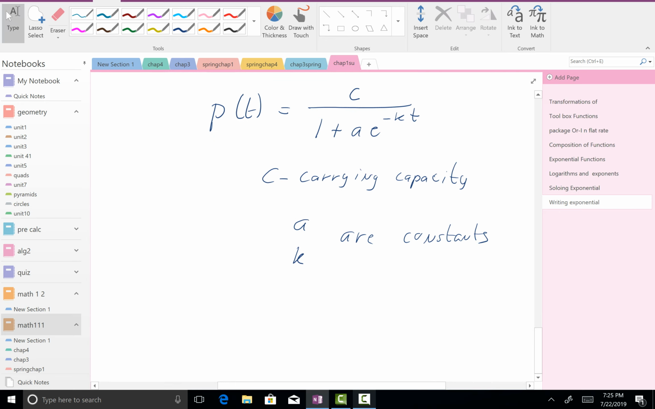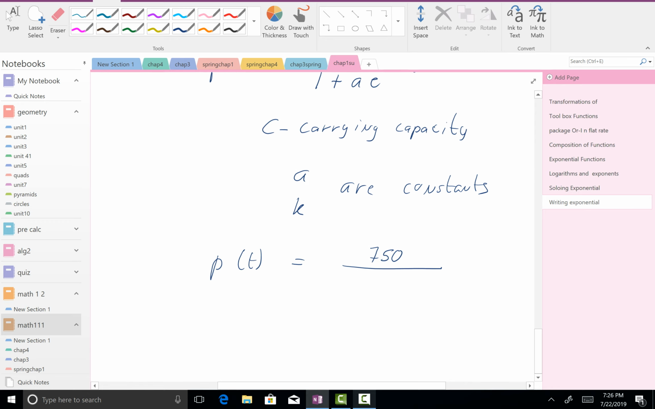1 on the bottom plus A e to the negative K T. All right, so now what we want to do is find the rest of the stuff. We've got to find A and we've got to find K. To find A, here's what we're going to do. We're going to use the initial value.